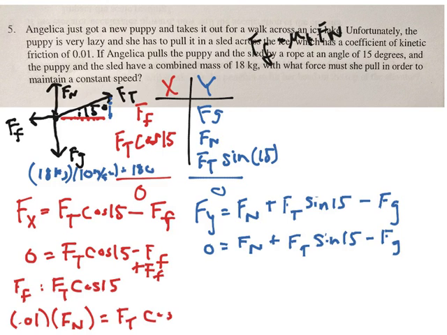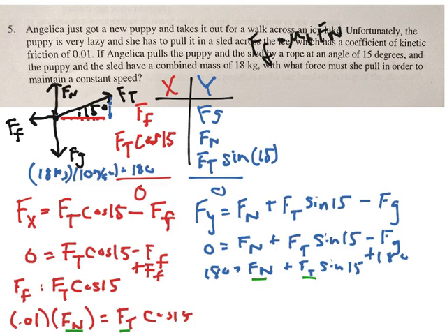Ft cosine 15. And we can do the same thing over here, so I'm going to plug in 180, but I'm going to move that 180 over to the other side, so we get 180 is equal to Fn plus Ft sine 15. So now we got two equations, two unknowns, because we have unknown Fn and unknown Ft.